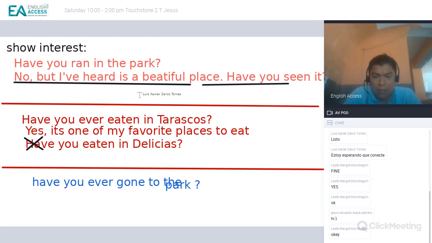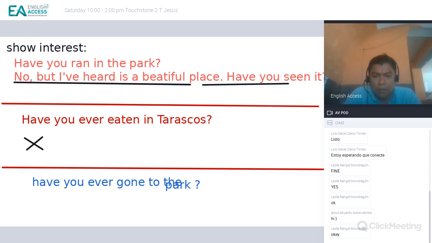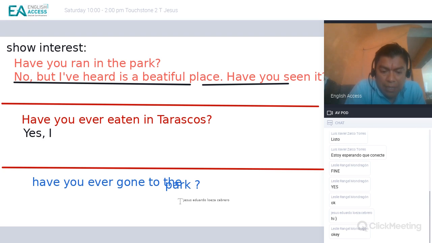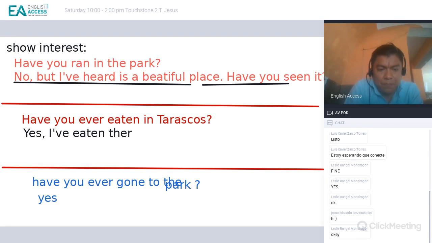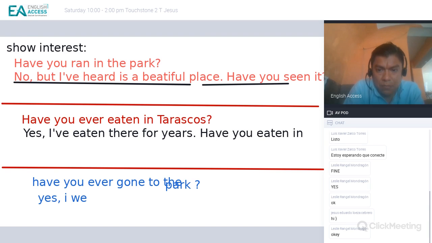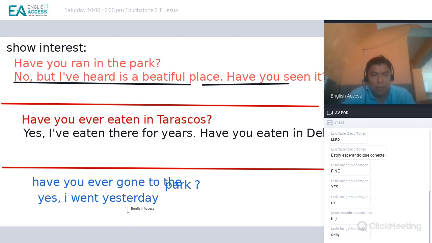Good. Let me erase my marks. Have you ever eaten in Tarascos? You can say, yes, I have. Good. And yes, Eduardo. Yes, I went yesterday with my family.